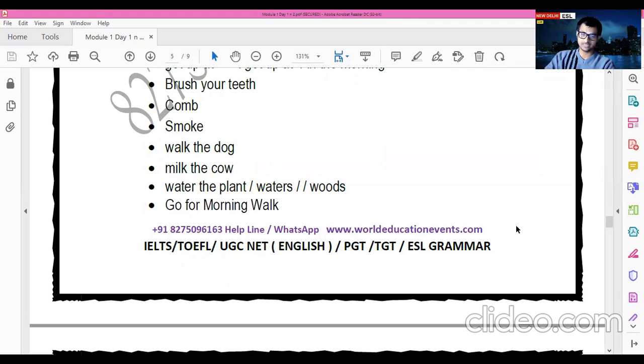And woods means forest. Please do remember, because if you make it plural, it will have a different meaning: waters and woods. So do you water the plant? Yeah, I water the plant. I don't water the plant. This is how you can say it. I do water the plant is the third possibility.